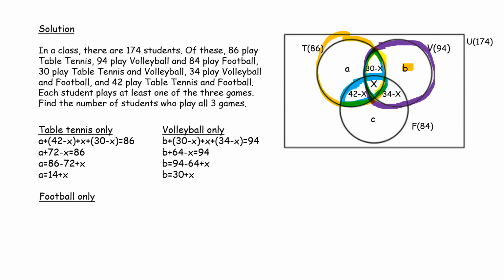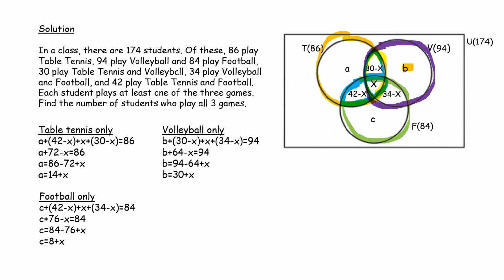And finally, we have C, which is the number of students who play football only. Again, I'm going to denote this circle by the color green. So to find the number of students who play football only, we're going to have to add up all the regions that make up the circle F. So we have C plus 42 minus X plus 34 minus X. And if we group the like terms and solve for C in terms of X, we're able to find that C is equal to 8 plus X.